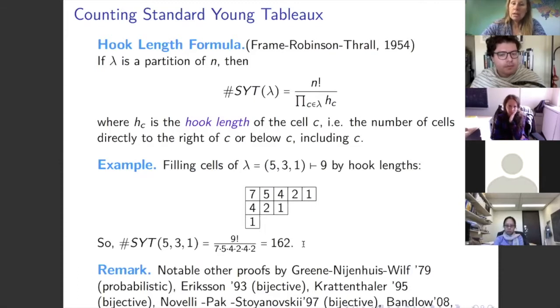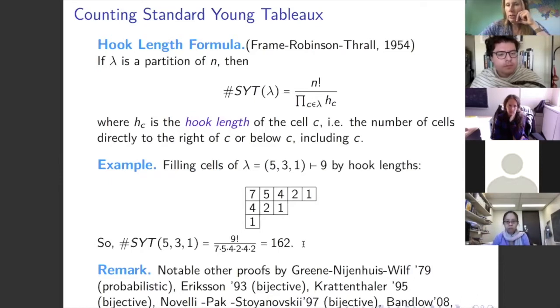And in this example, where the partition shape has got 5 boxes on the first row, 3 on the second, 1 on the third, so the partition is 5, 3, 1. It's a partition of 9, if you add up the parts. How many standard Young tableaux are there? Well, it'll be 9 factorial divided by the product of all these hook lengths. So 7 times 5 times 4 times 2 times 4 times 2, and the 1s. So 162. I mean, you could have just computed this by hand, right? This is very easy to calculate.